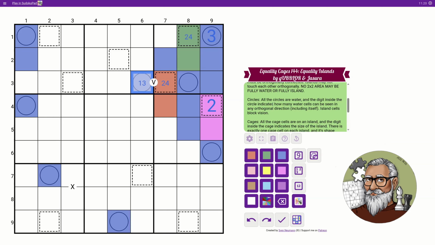And the digits inside indicate how many water cells can be seen in any orthogonal direction, including itself. So this can't be 1, because then it's not connected to anything. Again, I'm slow. That would be 2. That would be 4. Ah, that's great. So if this is 2, then that's it. It doesn't go anywhere anymore, and these have to be water, because they can't be another island. This is 4, which means that it has to go this far, at least. And then these would have to be water again.